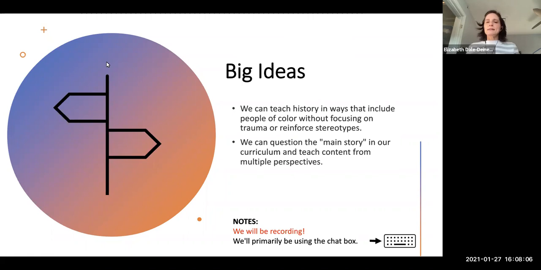So our big ideas, as you see, are we can teach history in ways that include people of color without focusing on trauma or reinforcing stereotypes. And we can question the main story in our curriculum and teach content from multiple perspectives. So that's what we're aiming to do together today.